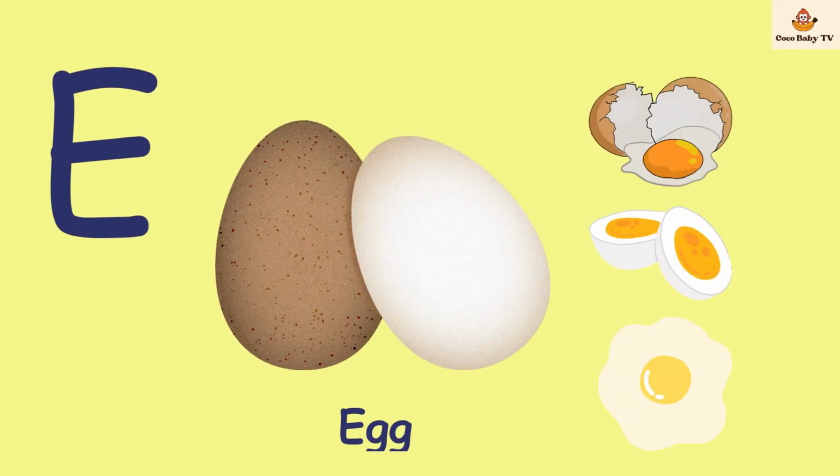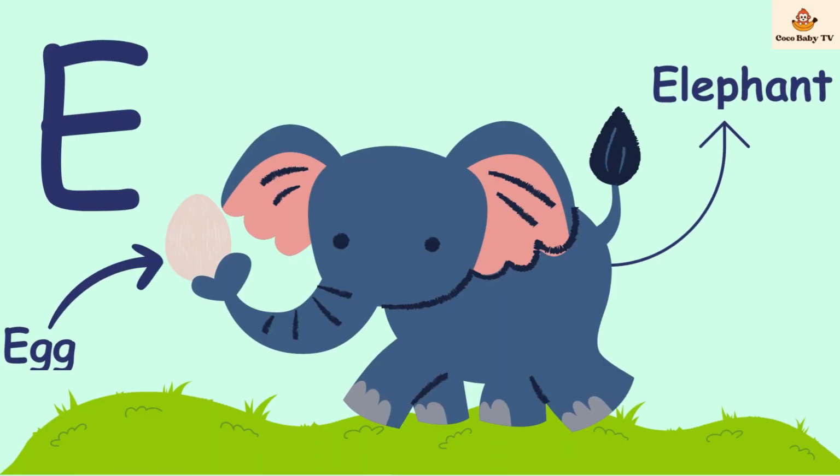E is for egg. E is for elephant. E is for egg. Elephant eating an egg.